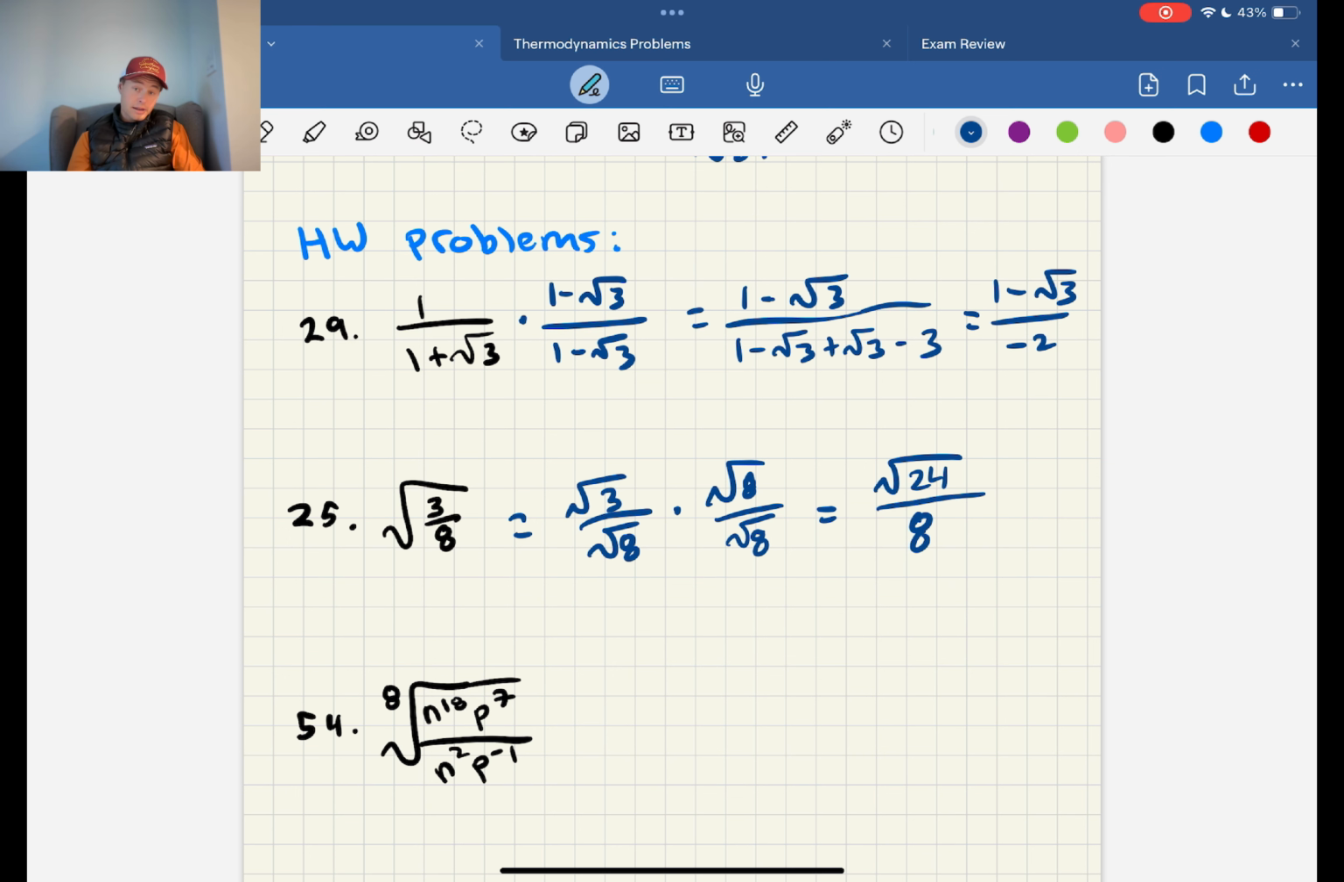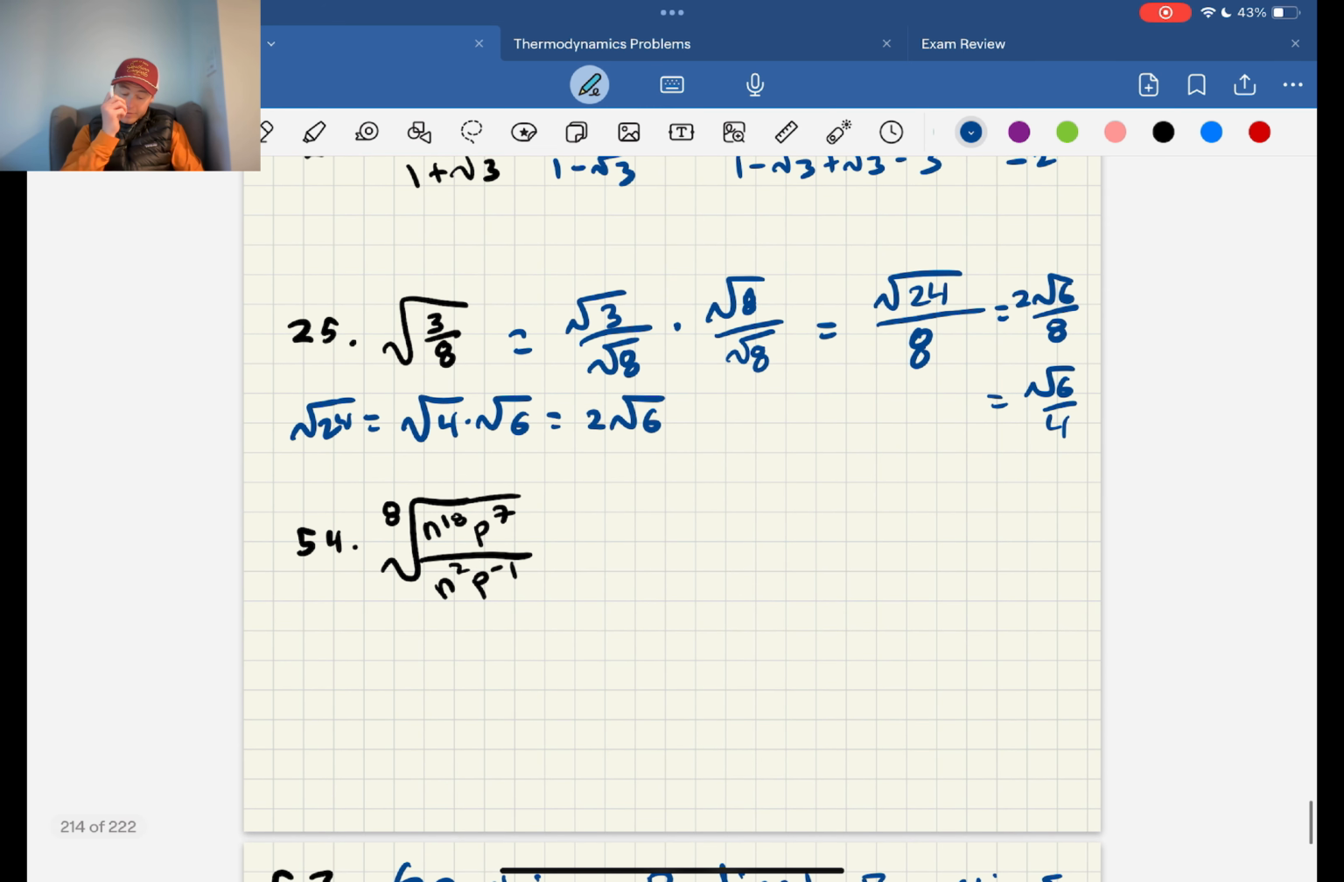Now you can simplify the square root of 24. So the square root of 24 is equal to the square root of 4 times the square root of 6, which is equal to 2 root 6. Okay, so this becomes 2 root 6 over 8, and you can cancel out a 2 from the top and the bottom, which becomes root 6 over 4. Great.